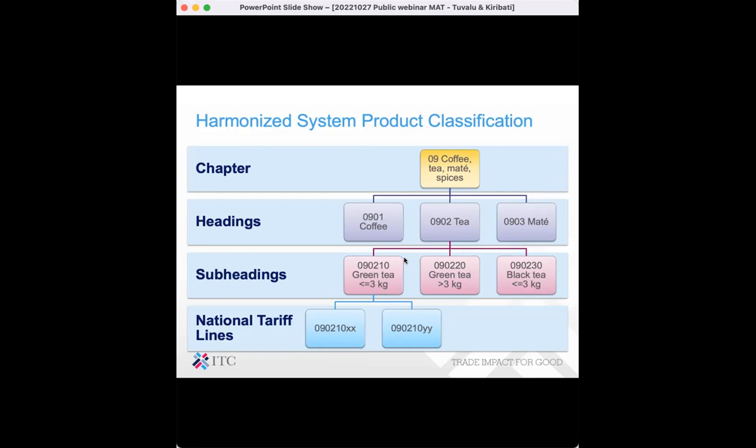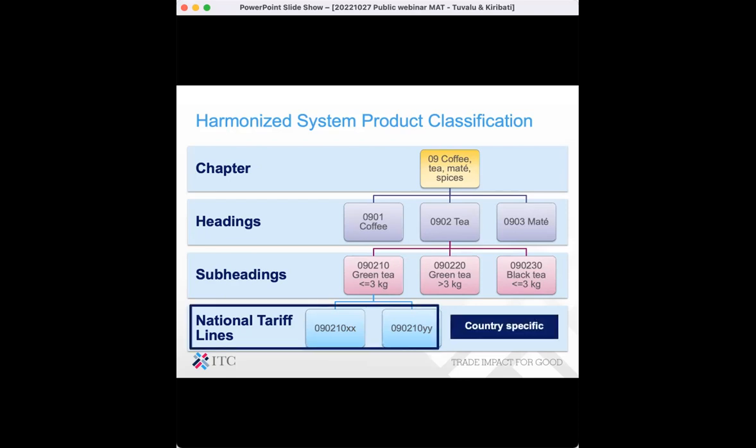Then, let me click again. Here we can see now that there's another level, the national tariff line level. And this is actually a level that is not defined at an international level anymore. So the national tariff line level uses the HS6 code up to 6 digits, and then countries can define these products in even more detail as they please.